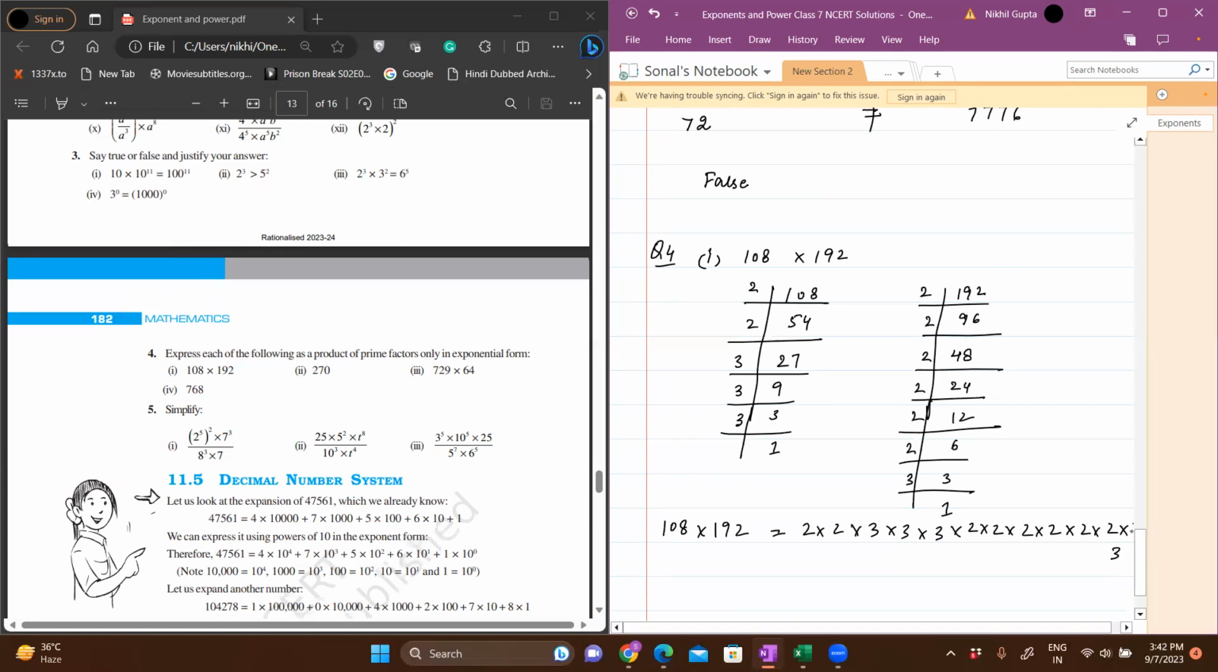So we can just add the powers of 2 here. Total 2s are 1, 2, 3, 4, 5, 6, 7, 8. 2 to the power 8 multiply 3 to the power 1, 2, 3, 4. This will be the answer. We've expressed it as the product of prime factors.